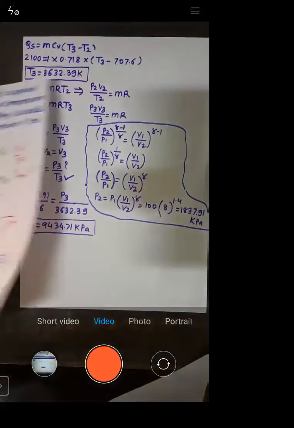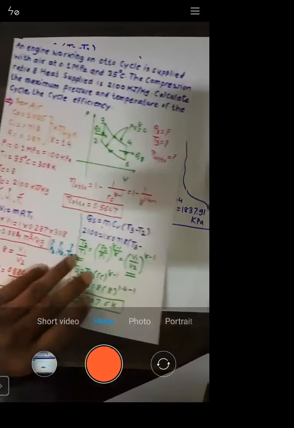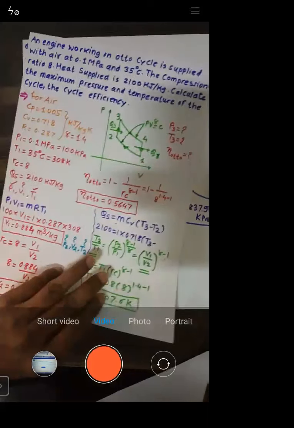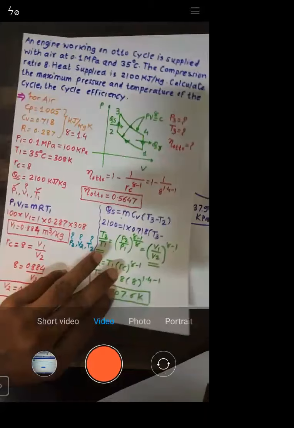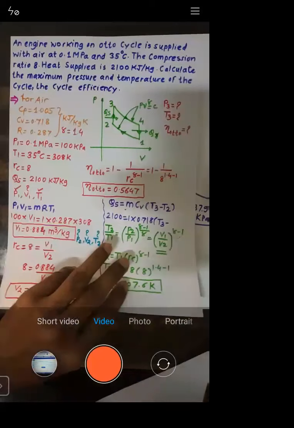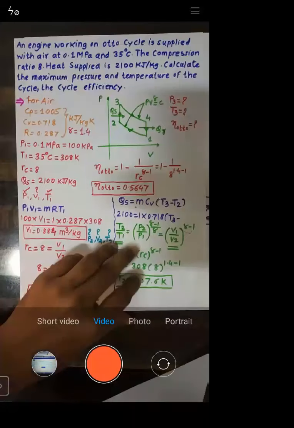So okay, we have taken now one problem on Otto cycle. Let us try one more problem, on the Diesel cycle. Okay, let us do that. I'll just write down the problem now.